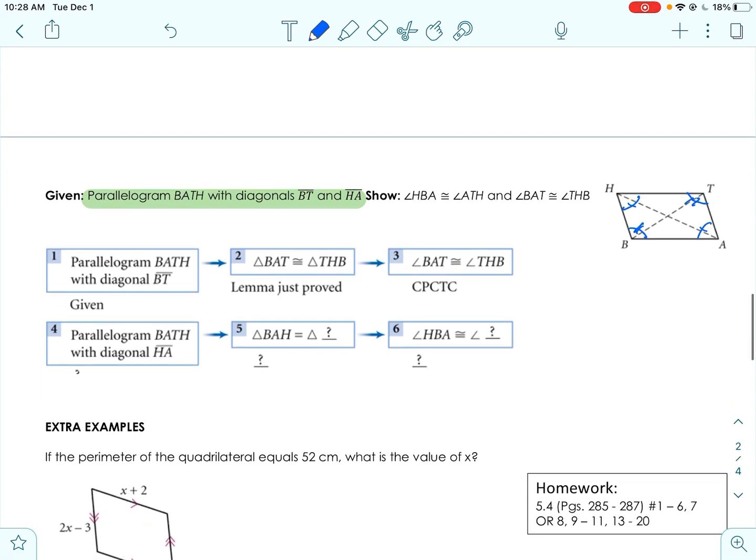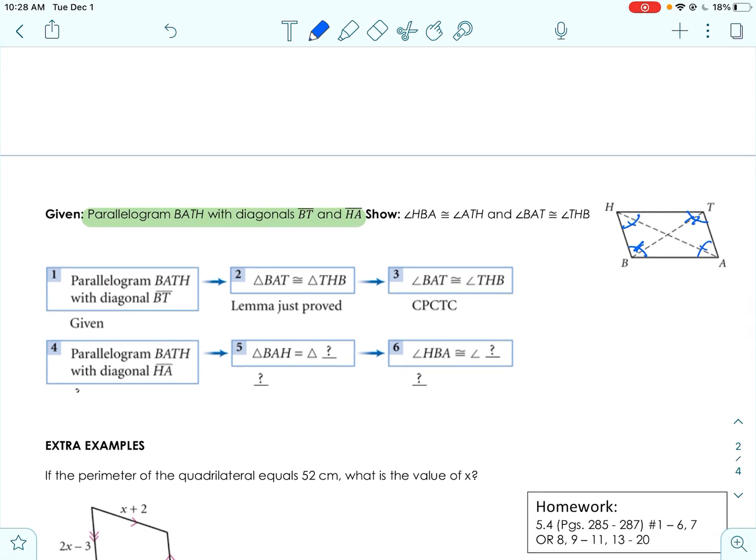So if we take a look at this, we have parallelogram BATH with diagonal BT. We're given that. Parallelogram BATH with diagonal HA. We're also given that.